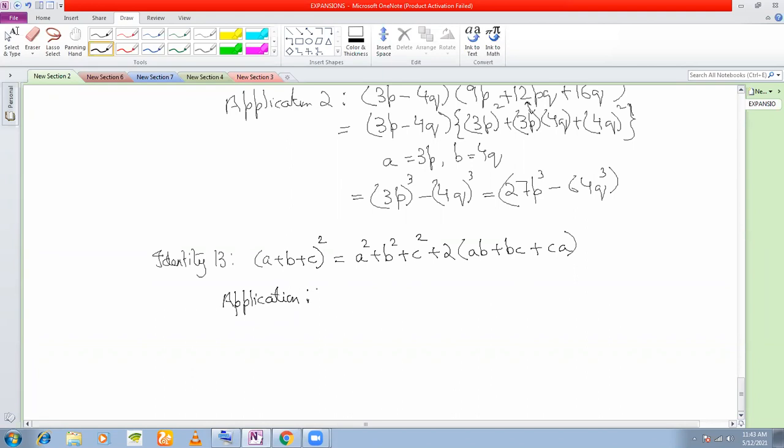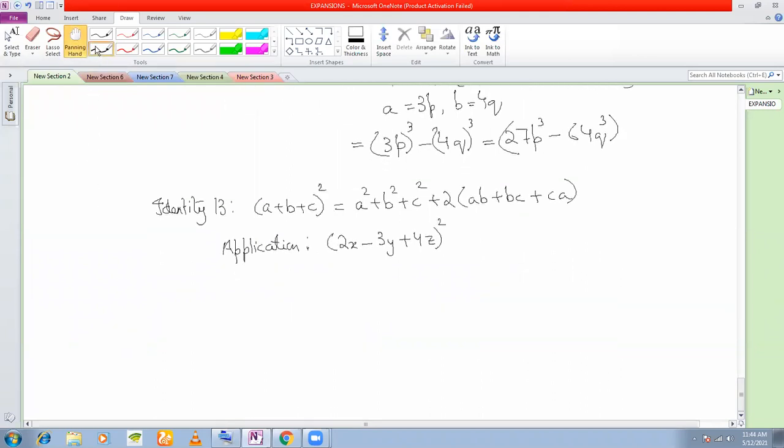Let us take this where I have to expand (2x - 3y + 4z) whole square. Okay, now see here, this is of the form a plus b plus c, except that I have a minus sign. So when I have a minus sign here, I will work with the minus sign. You compare this with a plus b plus c. We can take a as 2x. You can take b as minus 3y, because there is a minus sign here. And you take c as 4z.